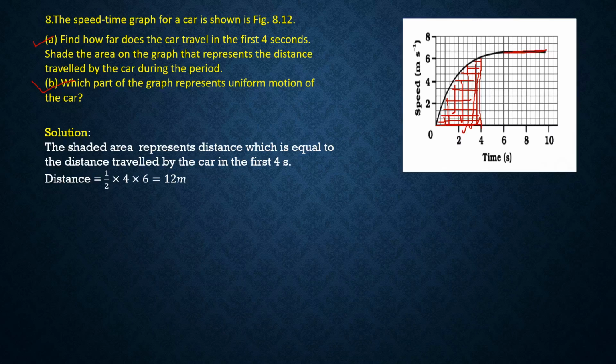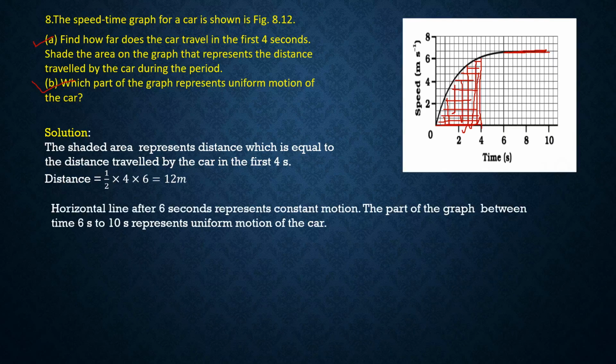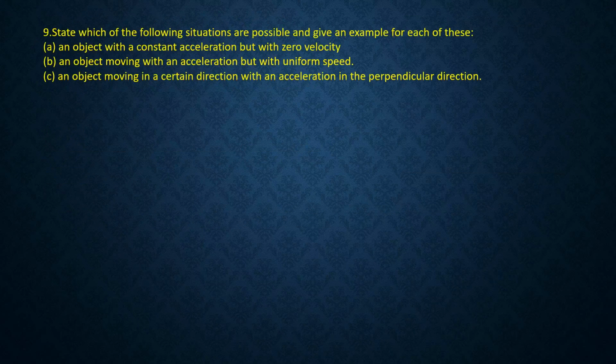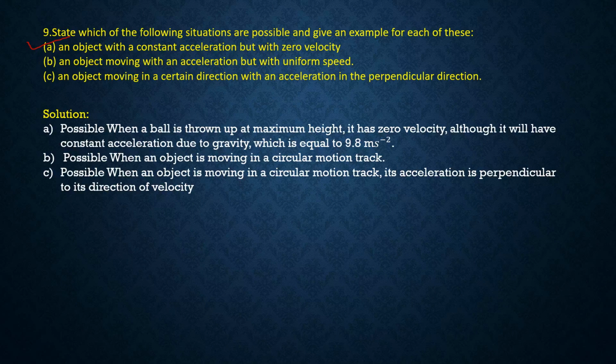Next: state which of the following situations are possible and give an example for each of these. First is an object with a constant acceleration but with zero velocity. Acceleration is constant but velocity is zero. So an example is when we throw an object vertically upward, at the highest point its velocity is 0 and acceleration is equal to the acceleration due to gravity, that is 9.8 meter per second square.